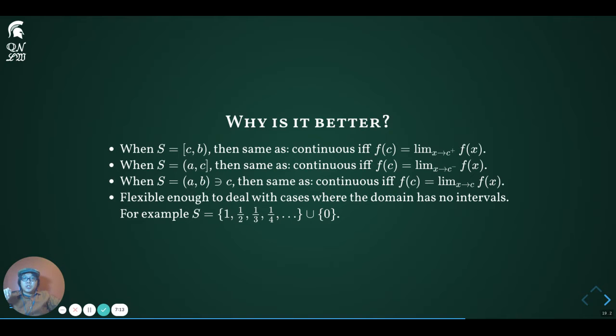So this epsilon delta definition encompasses all the limit definitions. But it also does more. For example, we can let S be a set not containing any intervals and still make sense of continuity. For example, we can let S be the set of numbers like 1 over n together with 0. We can ask the question of what is a continuous function on this set using our definition. We will get back to this a bit later in some of the examples.